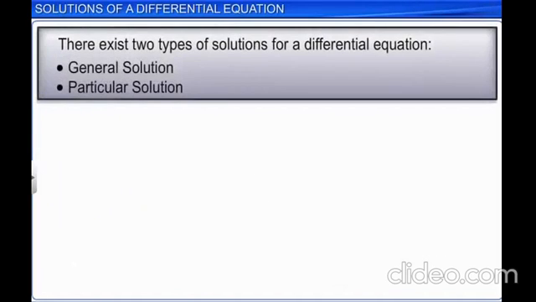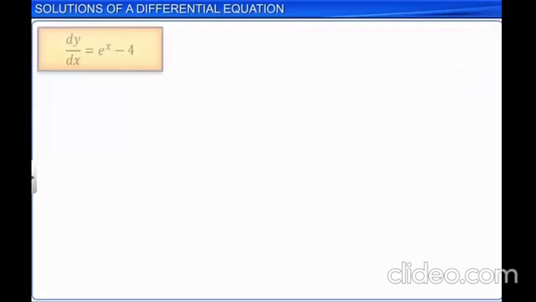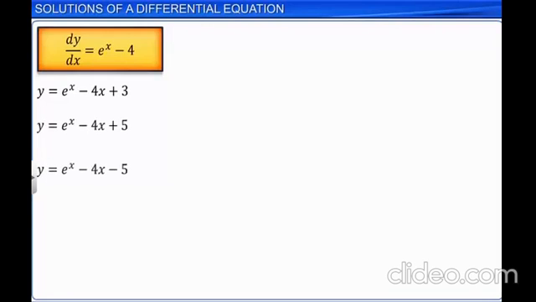There exist two types of solutions of a differential equation: the general solution and a particular solution. To understand these two kinds of solutions, let's consider the same differential equation. The solution that we considered for this differential equation is a function y as shown. Suppose function y is of the forms as shown. Each of the three forms of the function y qualifies to be the solution of the differential equation, since their derivatives are the same.